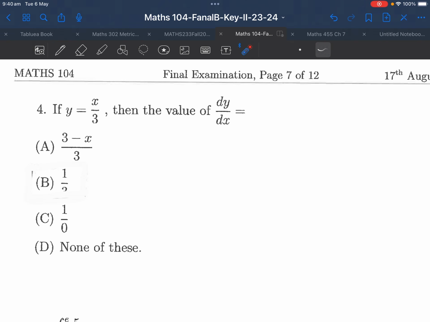Number 4 is very easy because here you just have to find the derivative of x over 3. Remember, I don't care about the over 3. What's the derivative of x? It is 1. Now, there is a 3. We just keep the 3, so the answer will be just 1 over 3 here.